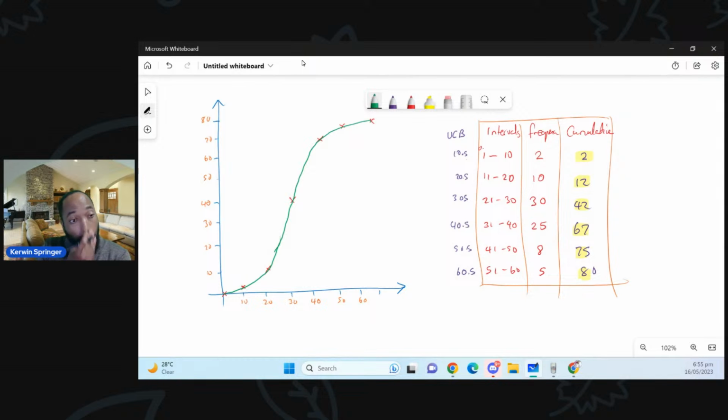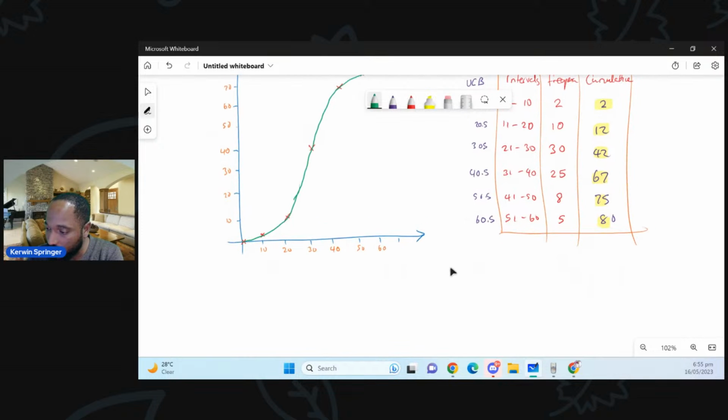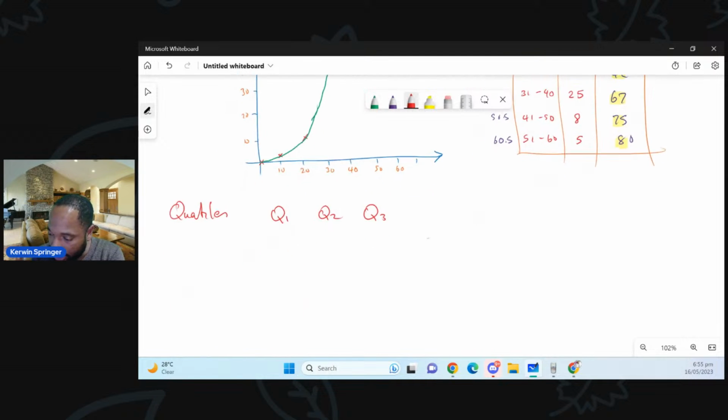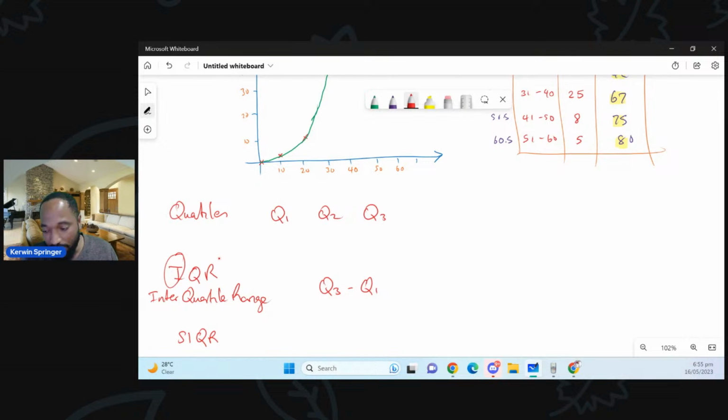Then they'll ask you questions like, what is the median? By the way, there are 3 things. They'll ask you about the quartiles. The quartiles could be Q1, Q2, or Q3. And then they could go a step further and ask you about the IQR, also called the interquartile range. And the formula for that, make sure you have it. The formula is Q3 minus Q1. Or they can ask you about the semi-interquartile range, which is half of Q3 minus Q1.